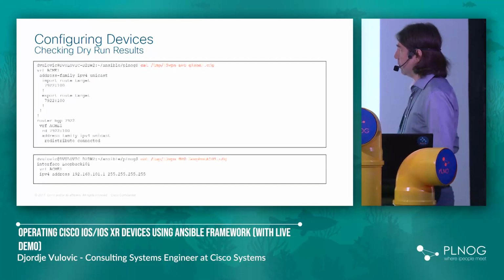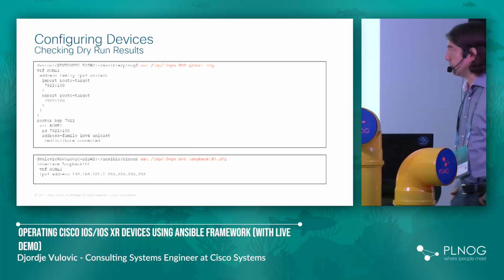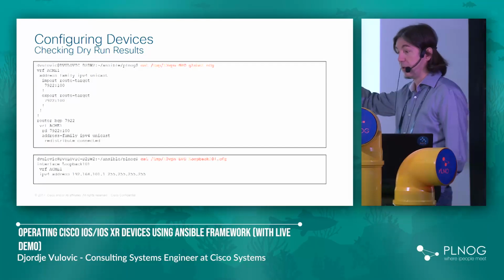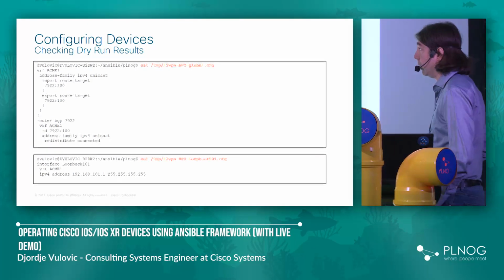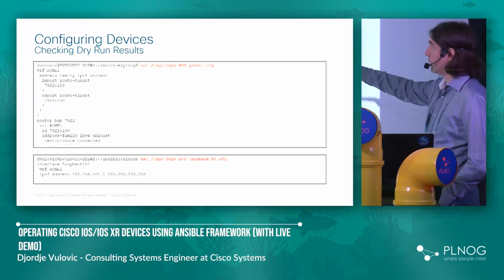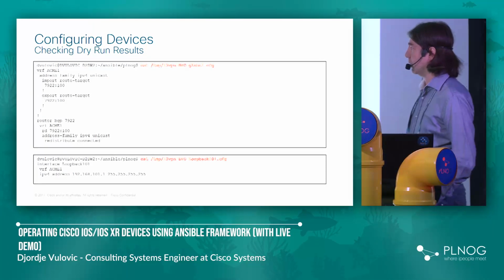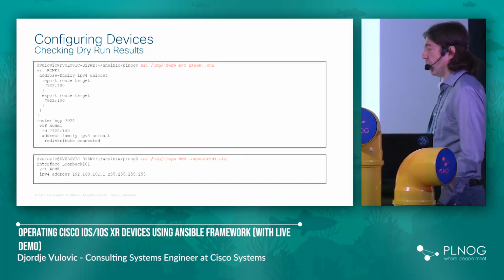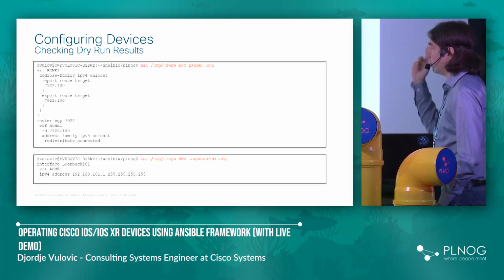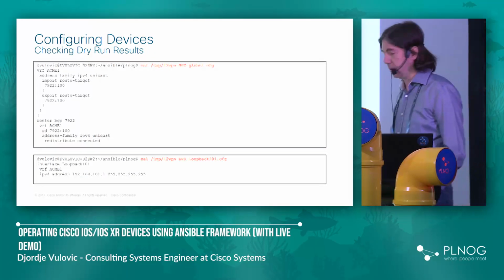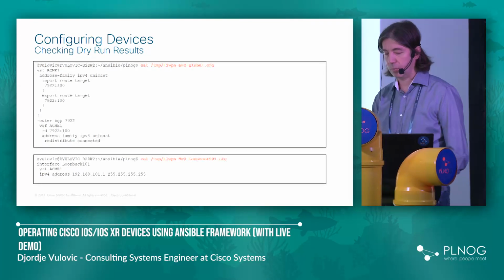So if you just see what the Ansible has done, it has taken parameters from our parameter file, used the template, and produced this kind of output. And you check this output and say, okay, I'm confident and I can then deliver this to my networking equipment right away.